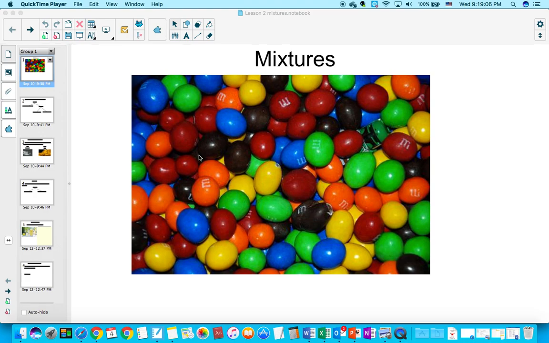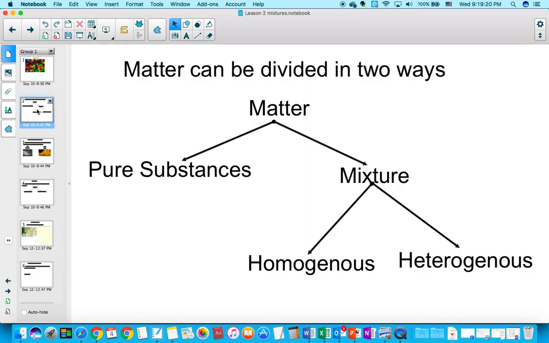You're watching the second lesson in Mix and Flow of Matter. In this lesson, we'll be discussing mixtures, defining mixtures, and differentiating between different kinds of mixtures. So first, I'd like to start off with a picture like this.